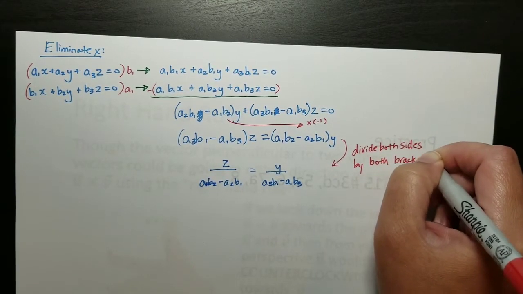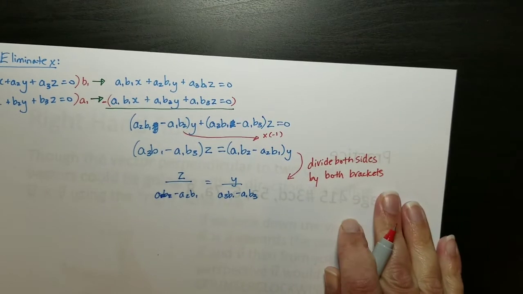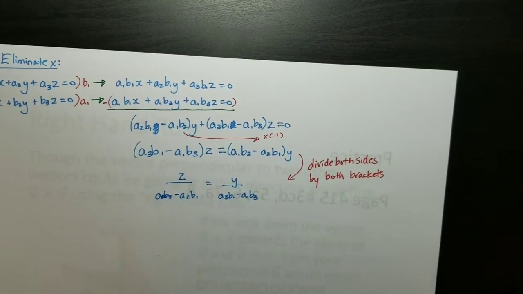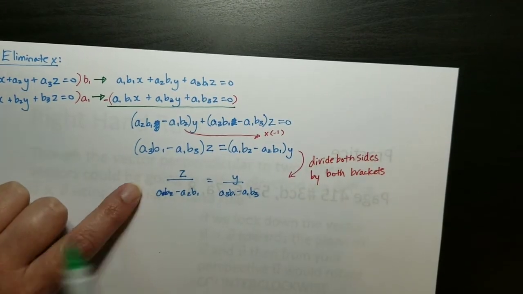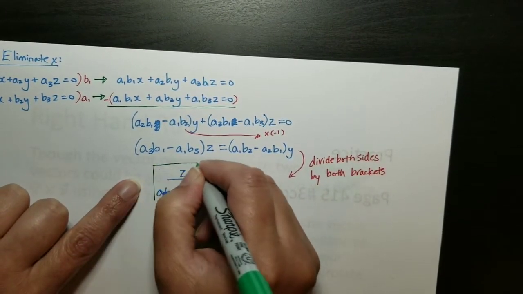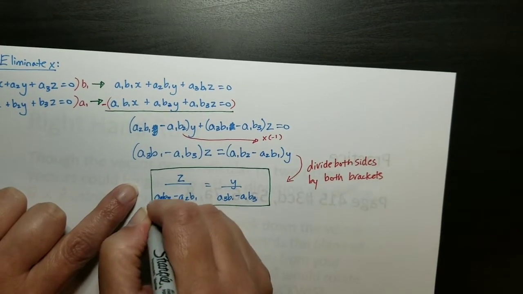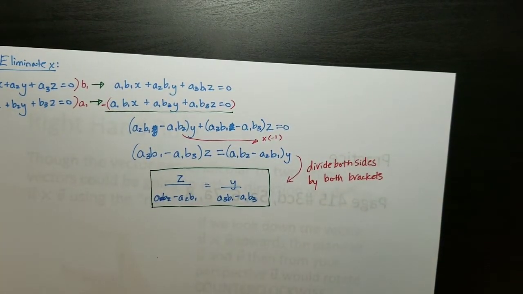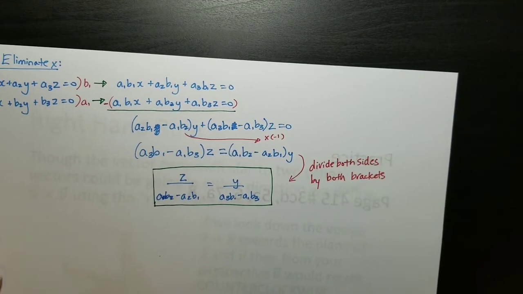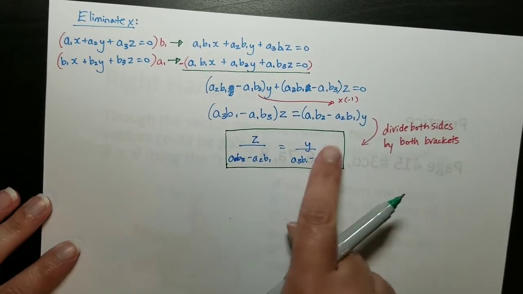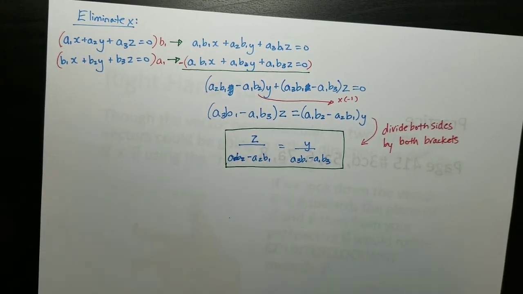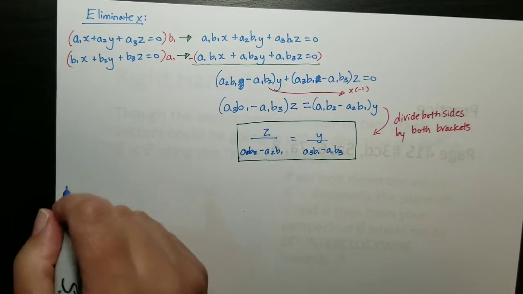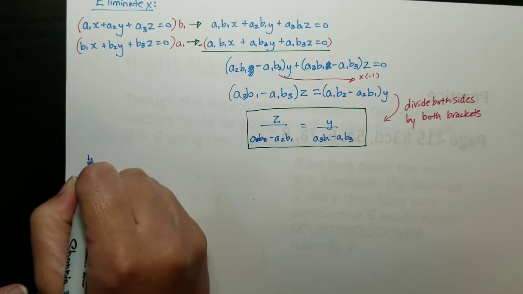So just to put a note here, I divided both sides by both brackets. So that gives me this stopping point, I am going to stop there. And we're going to have to redo a similar thing to eliminate a different variable, because this doesn't have anything to do with the x's yet. And fairly arbitrarily, I'm going to say that we will eliminate z.